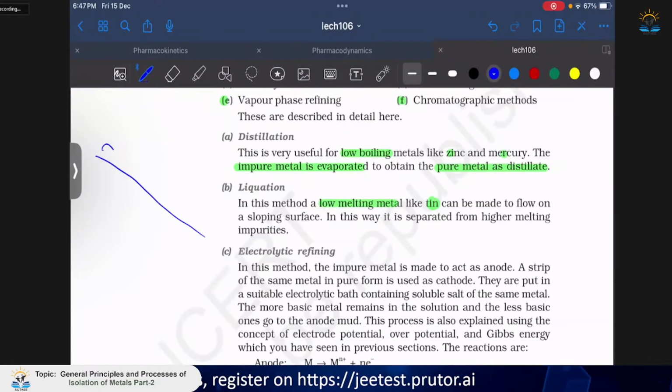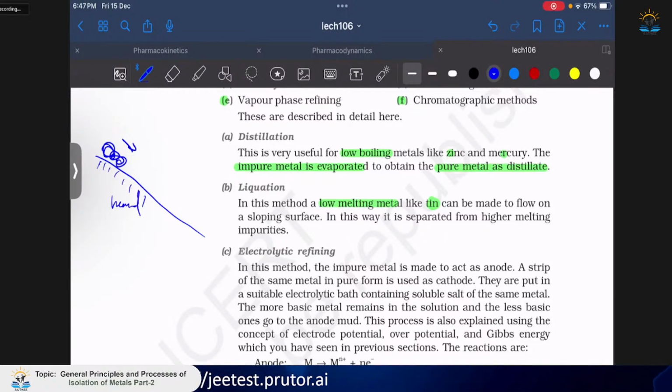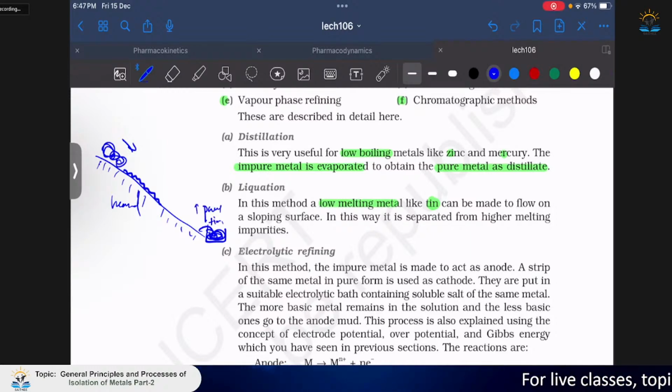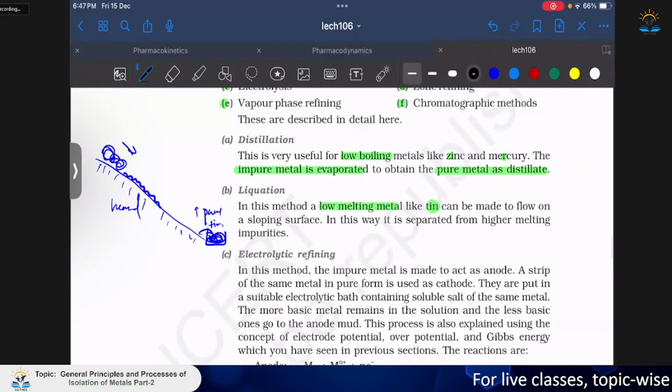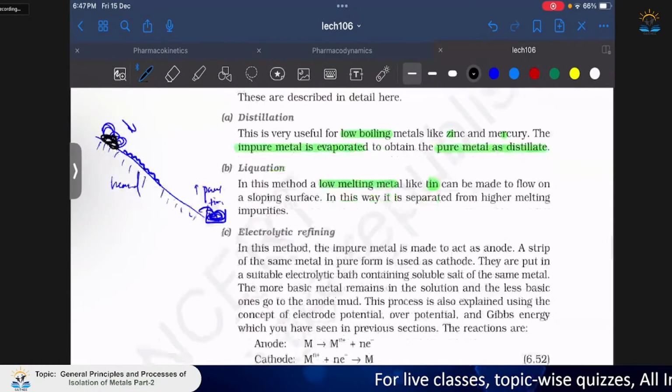What happens is the obtained metal is here. A sloping surface is heated. So all the tin will melt and get collected here. So this is highly pure tin and the impurity will stay here only. It will not melt, it will stay there only.